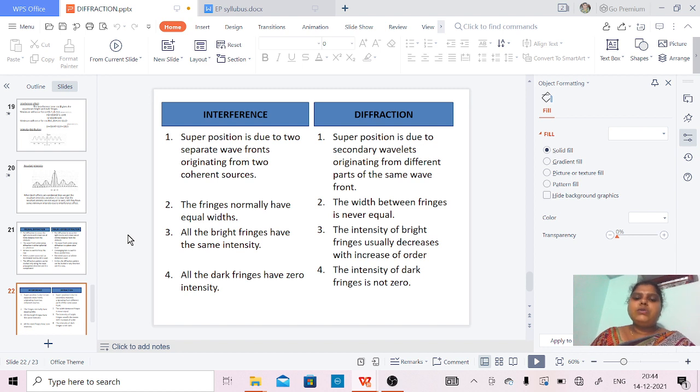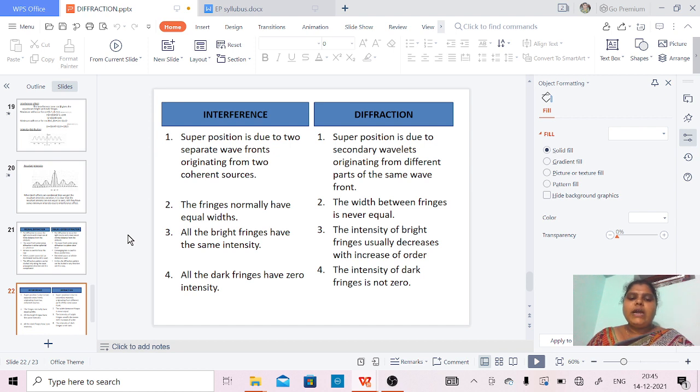In diffraction, the superposition is due to secondary wavelets originating from different parts of the same wavefront. For interference we use two separate wavefronts from two different sources, and here we use secondary wavelets from the same source, that means the same wavefront. Now, in interference, the fringes normally have equal widths. In diffraction, the width between fringes is never equal. We obtain fringes here also, but they are not of equal width.